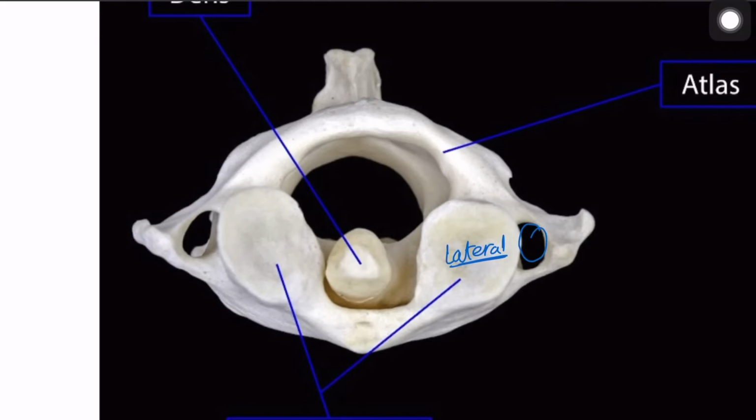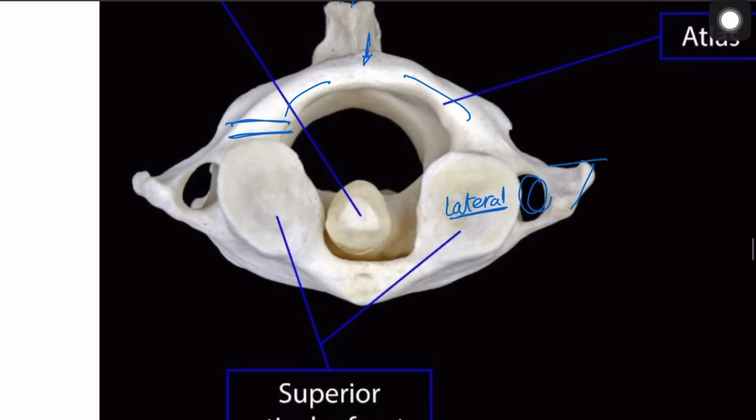You have here the transverse foramen and the transverse process, and this is the bifid process. This is the posterior tubercle, posterior arch. This is the impression for the vertebral artery, lateral mass, and so on.